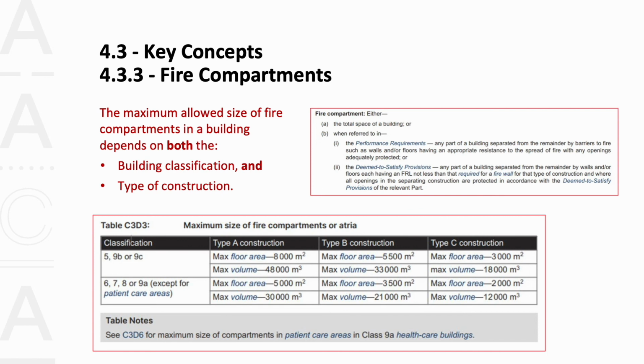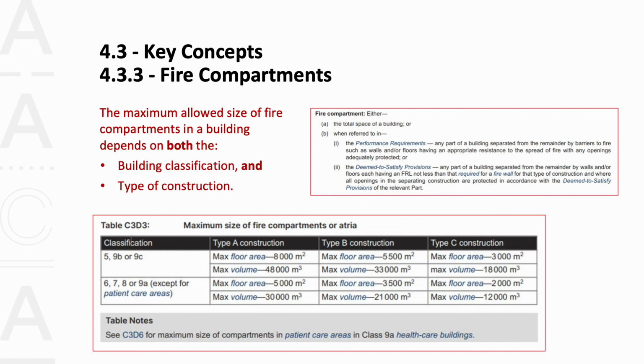Let's have a look at fire compartments in the NCC. The maximum floor area of fire compartments required for a building depends on a combination of the building classification and the type of construction, which we had a look at on the last slide. The requirements in Table C3D3, which you can see here at the bottom of the slide, are also deemed to satisfy provisions, and an architect or builder always has the option of developing a performance solution to meet the performance requirements, as we noted again on the last slide too.